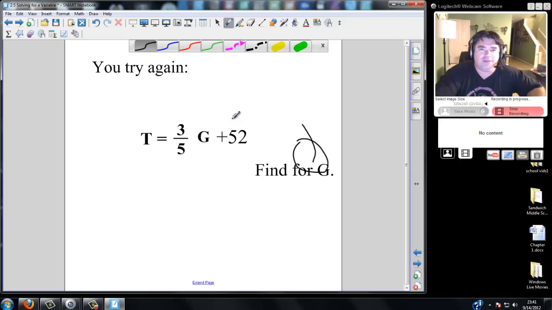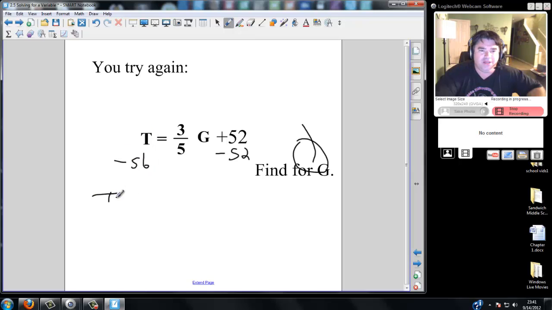So I'm going to go ahead and minus 52 over here, and minus 52 over here. Remember, I can't take t minus 52 on top of each other. I put it alongside like this. T minus 52 equals 3/5 g. Now, in order to get rid of times 3/5, I'm going to times by 5/3.